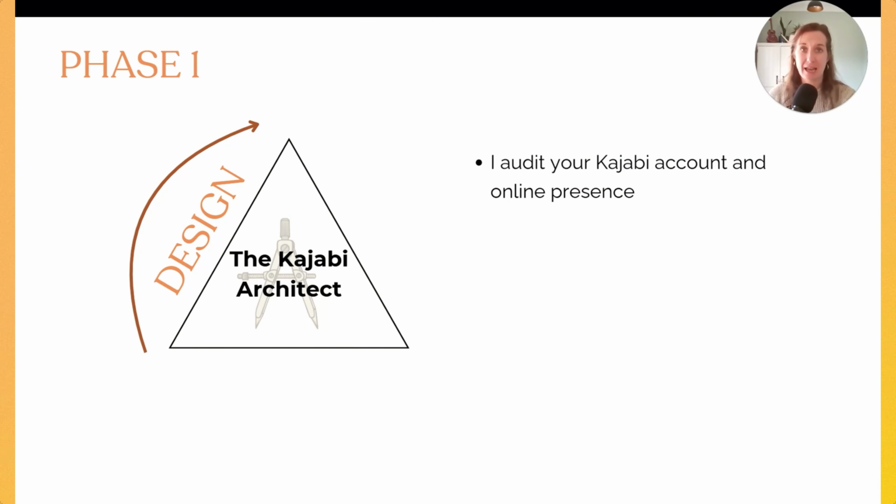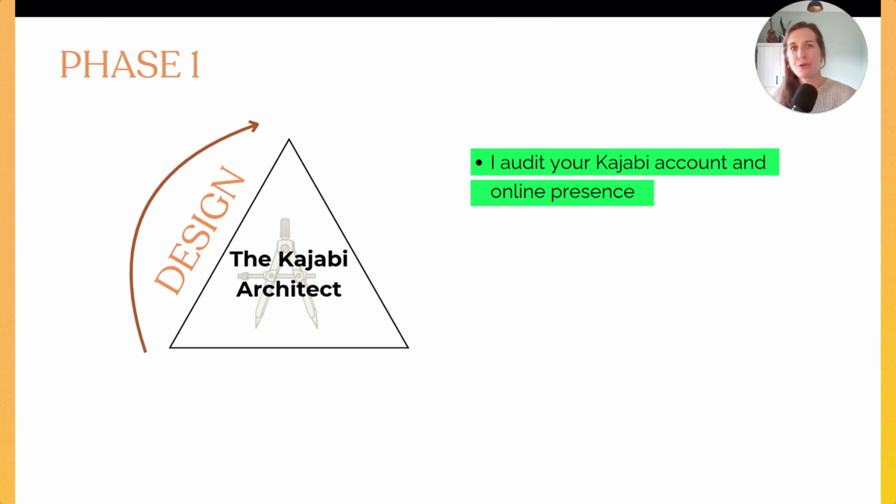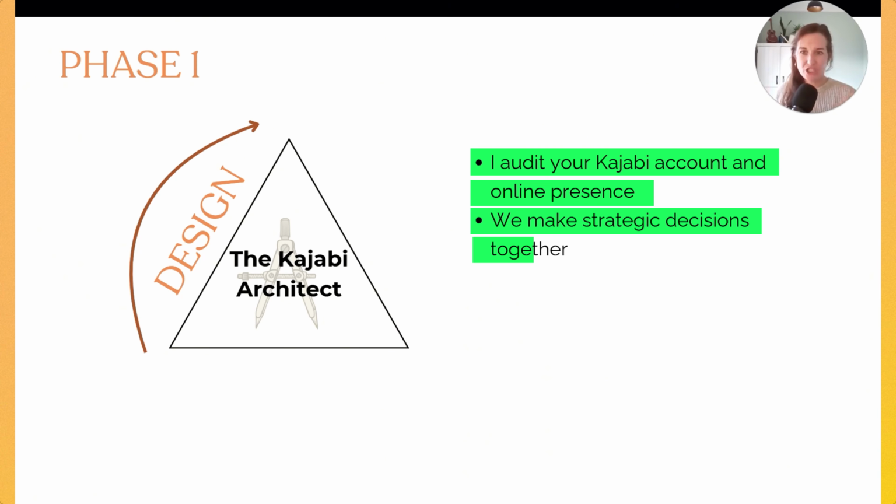Phase 1 is design. In this phase, I'll conduct an audit of your Kajabi account and your entire online presence. Because before we know what to improve, we need to know what we're working with. So I'll make sure the back end of Kajabi is customized to you. I'll evaluate your pages and funnels to see where the tech might be breaking down, or where messaging is confusing, or where your design could be improved. I bring you the results of that audit, and we review everything together and make strategic decisions.